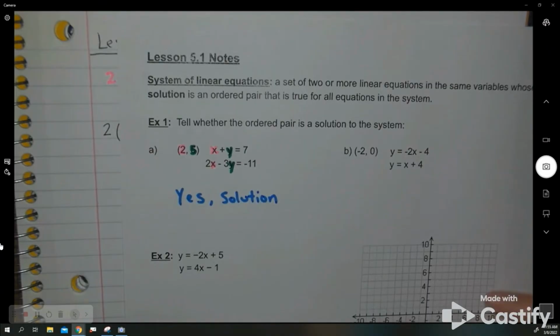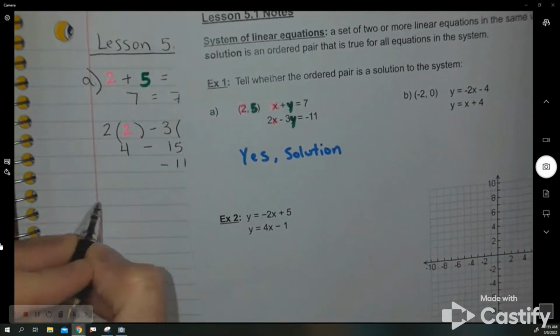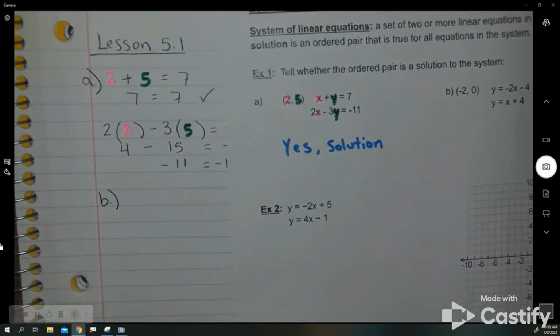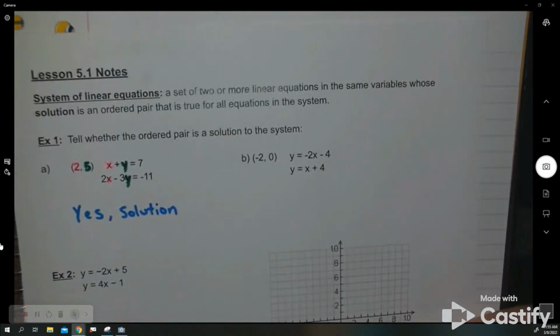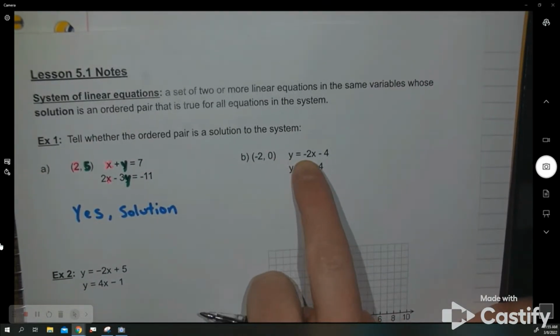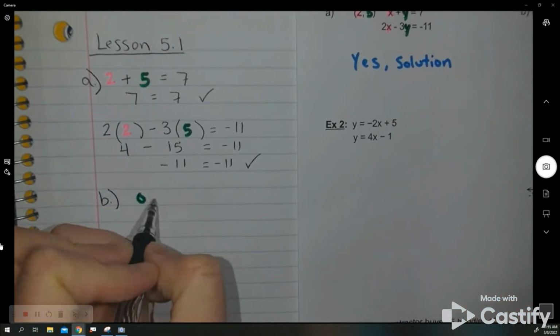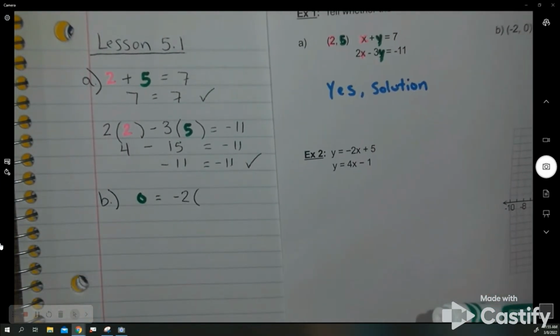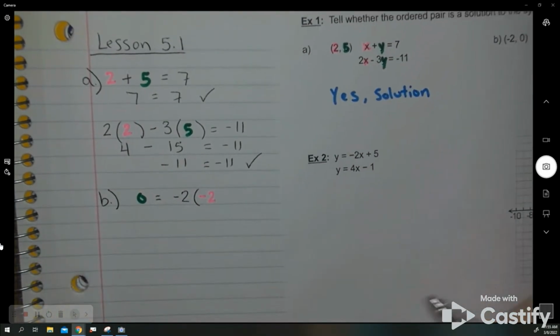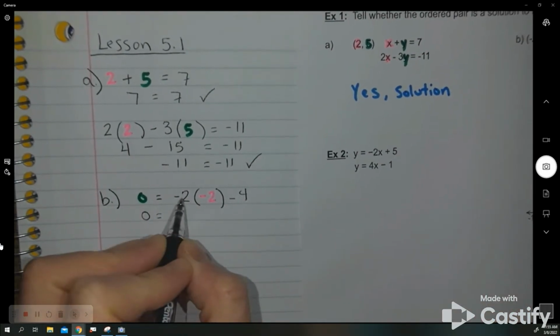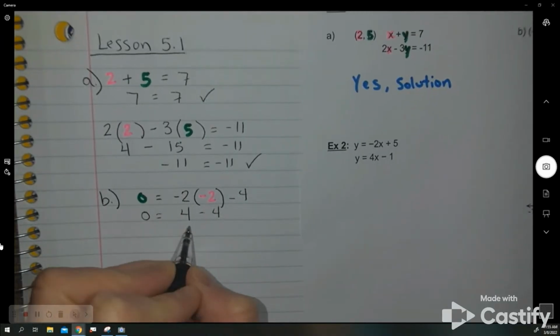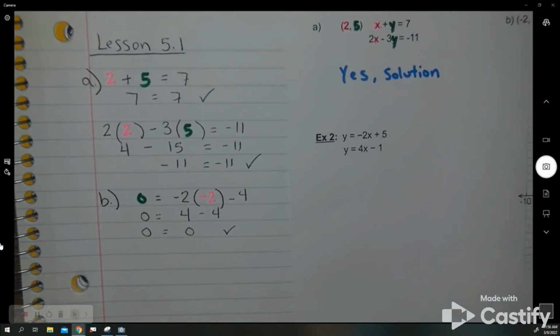For example 1, part B, this was A. We're going to test this point and these two equations. So we've got the point negative 2, 0. This time it's in slope-intercept form, so we're going to start with the y value equal to the rest of the equation. So I have 0 equals negative 2 times x, and this time x is negative 2, minus 4. So negative 2 times negative 2 is 4. 4 minus 4 is 0. Does 0 equal 0? Yes.